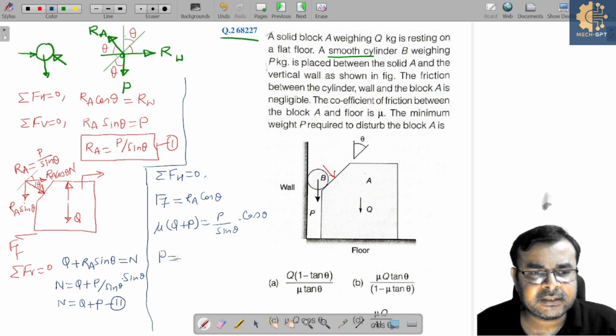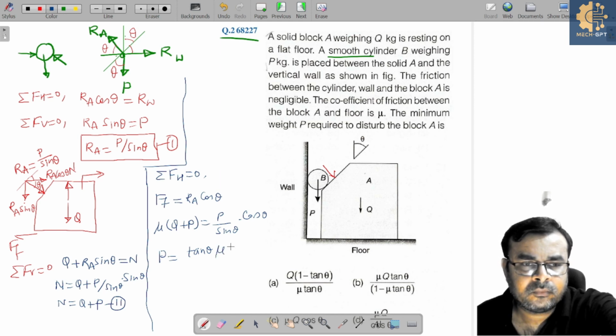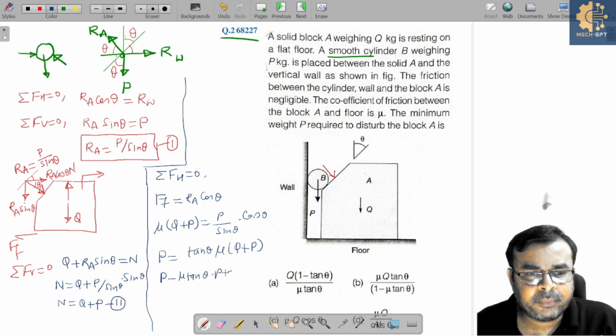So from this we can say P is equal to tan theta into mu into Q plus P, yes or no? So if you simplify this expression, because we need P only, yes or no? So simply you can say here P minus mu tan theta into P is equal to mu tan theta into Q. So simply P can be written as mu tan theta into Q over 1 minus mu tan theta.